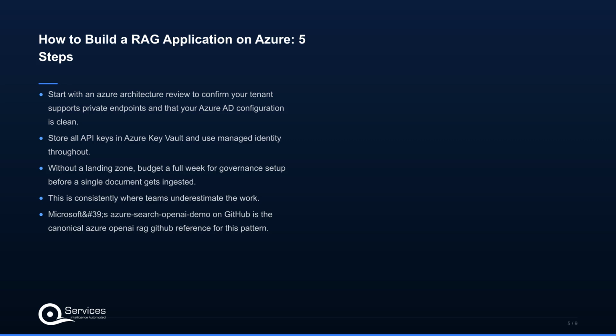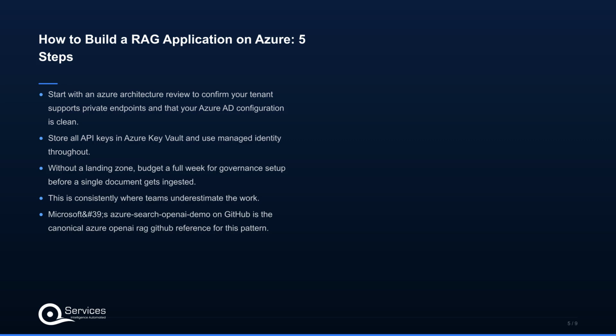Start with an Azure architecture review to confirm your tenant supports private endpoints and that your Azure AD configuration is clean. Create an Azure AI Search resource at standard S1 tier minimum for semantic ranking and an Azure OpenAI deployment with access to GPT-4. Store all API keys in Azure Key Vault and use Managed Identity throughout. If you are starting from an Azure landing zone implementation with networking, RBAC, and policies already configured, this step takes 2 to 3 days. Without a landing zone, budget a full week for governance setup before a single document gets ingested. This is consistently where teams underestimate the work.